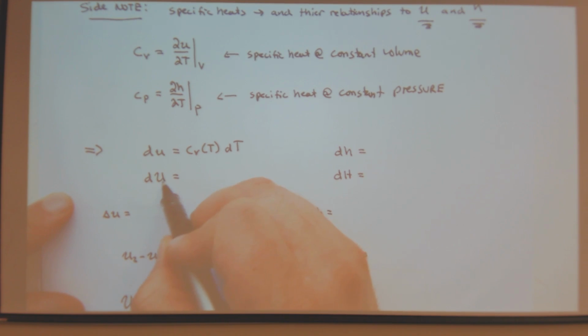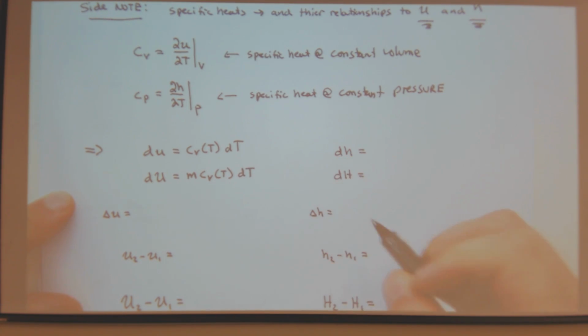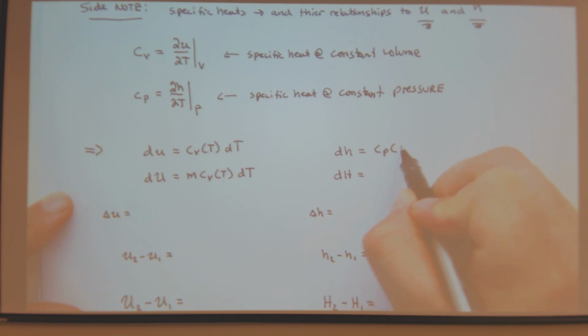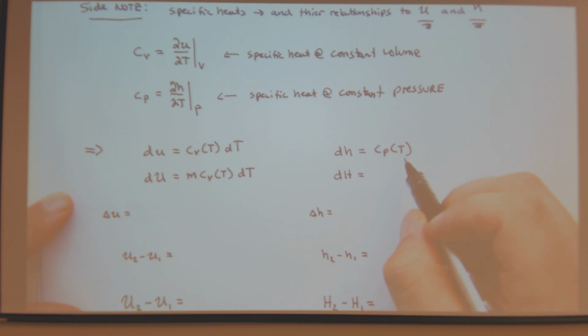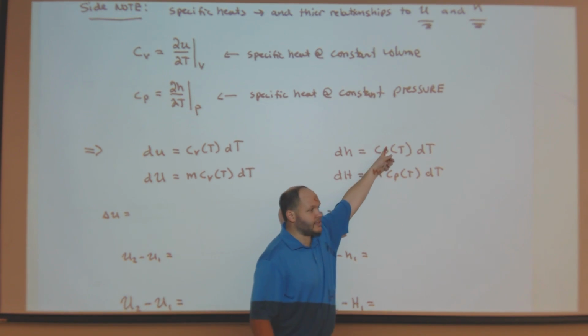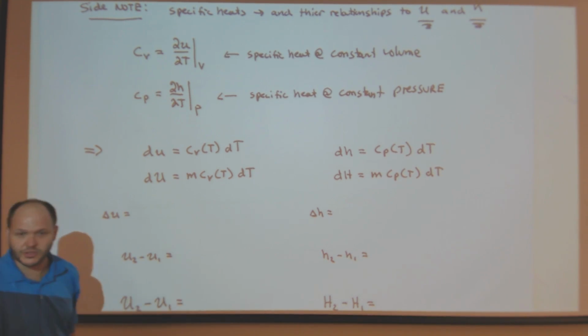On a big U, I have a mass times my CV at T dT. I can do the same thing here. I got delta H, my change in enthalpy, is related to CP, which could be a function of temperature, dT, or big H. So typically we just say that the heat capacity isn't changing, and we just put in a constant value, but really it's a function of temperature.